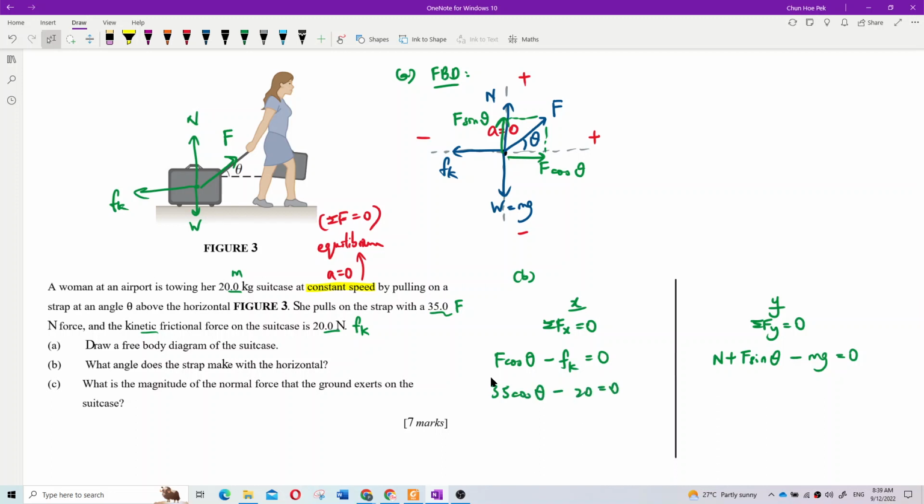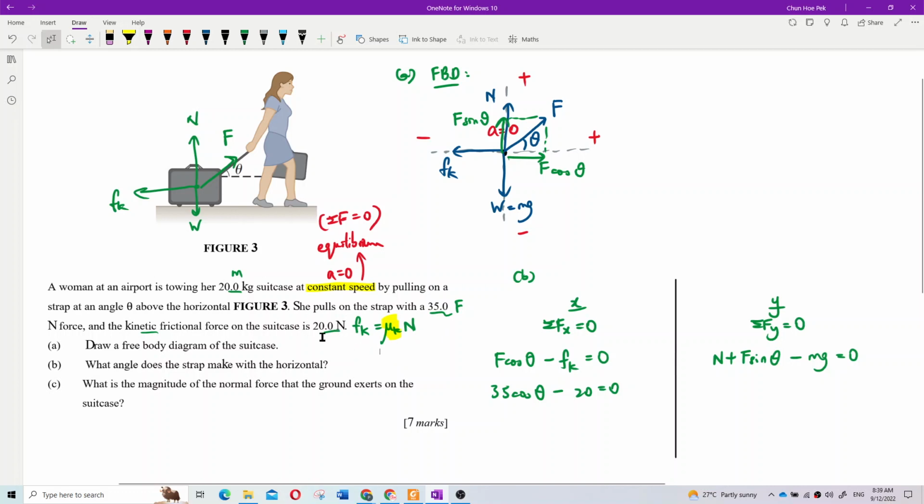Friction is 20 Newton. I think there's no need to find the normal force here because the friction is directly given, unless it gives you the mu k, only the coefficient of friction. Then you need to find the normal force in order to get the friction.